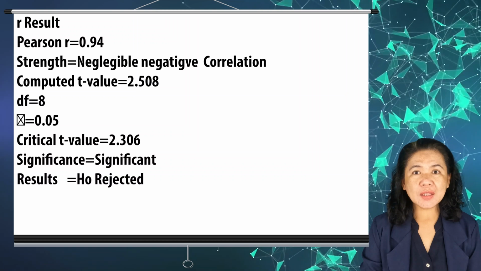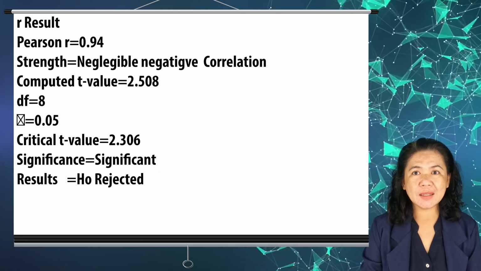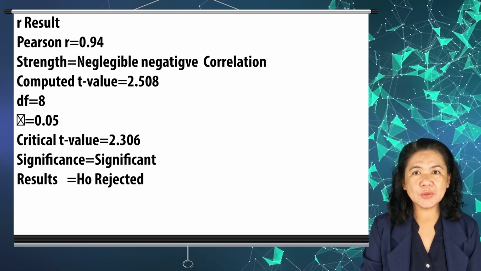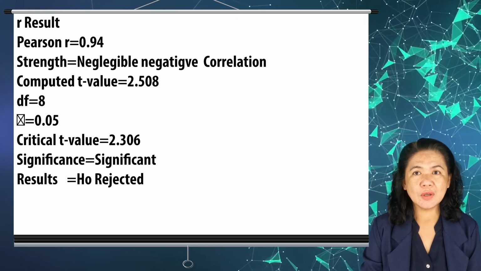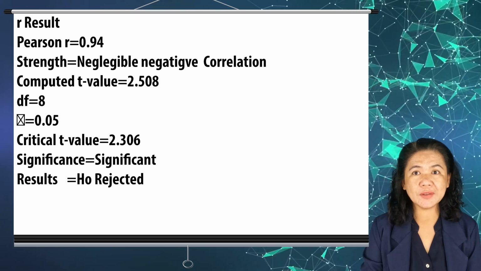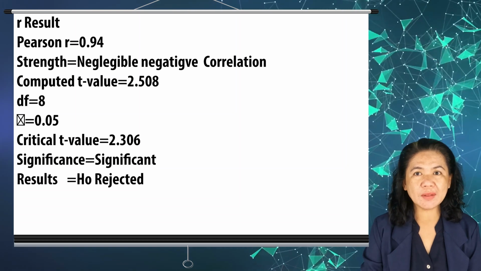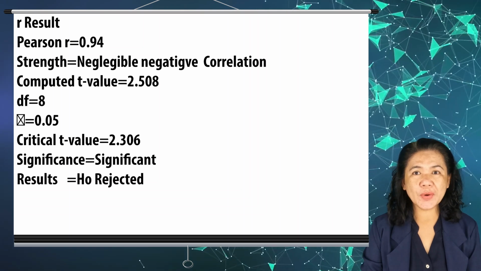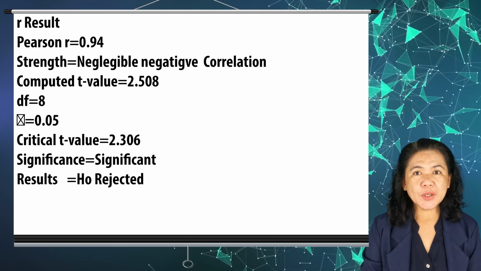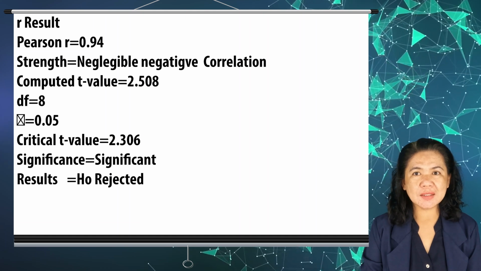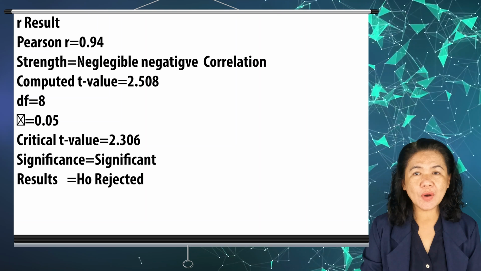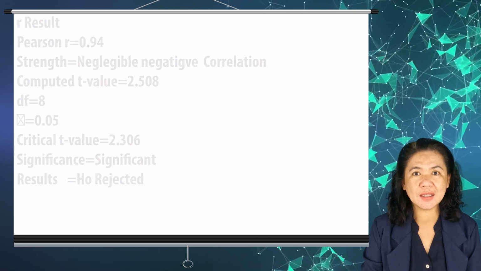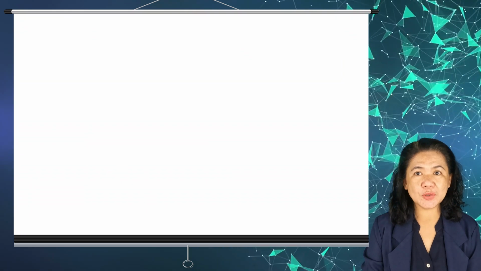The r result here is interpreted as follows. Pearson r is equal to negative 0.03. Strength is equal to negligible negative correlation. For the computed t value, which is negative 0.108, the df is equal to 13.